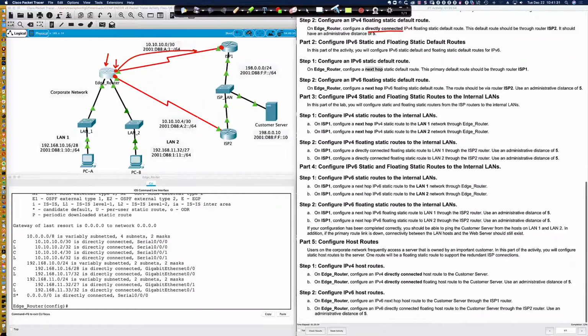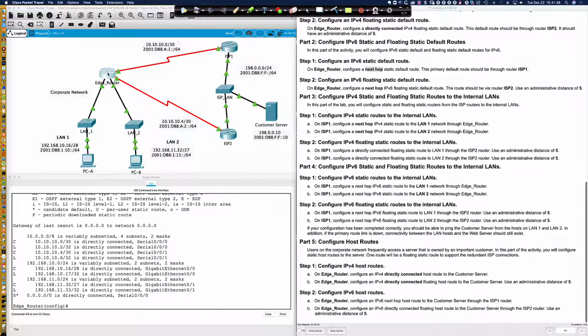Now, that is different than the next hop static route. When we're talking about a next hop static route, we're talking about the IP address of this interface or the IP address of that interface.